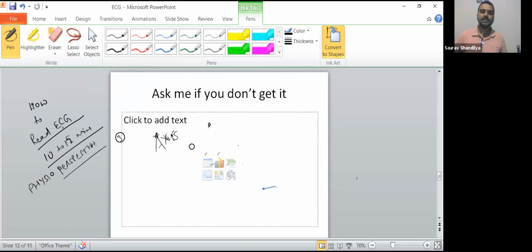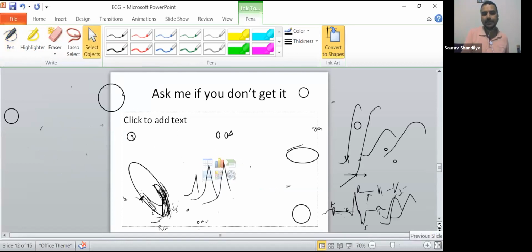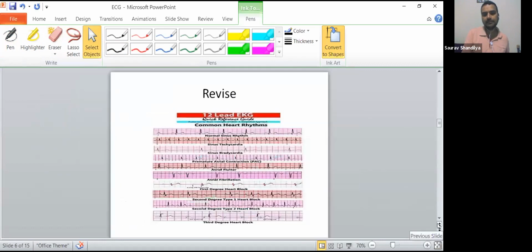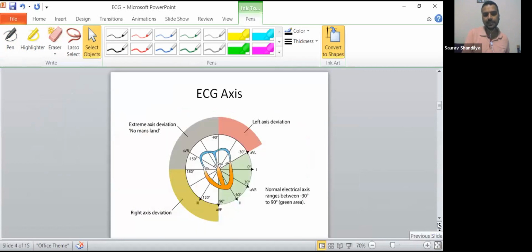Okay, axis. What is axis? I'm telling you, drill in your mind one picture I'm going to give you today. Drill in the mind. It's very easy. Once you see that picture, if you want, I'll save it and I'll send it to you on the group also. Yeah, this is the axis. Okay, normally the heart is like this.